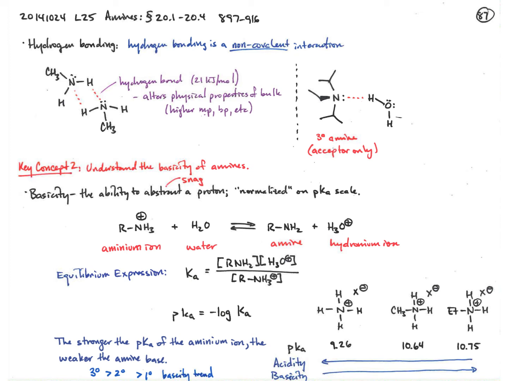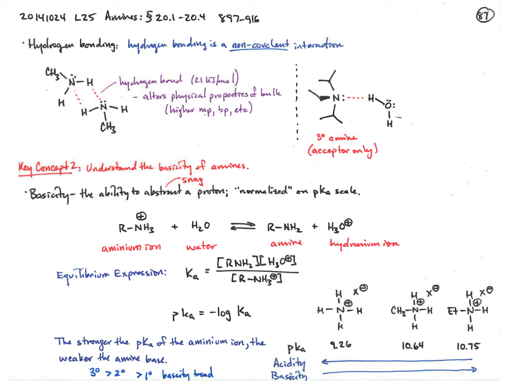So the pKa, again, a p function in chemistry is the negative log. So if we take the p of both sides, pKa, we get the negative log of the Ka. And so the stronger the pKa of the aminium ion, the weaker the amine base. So again, this is an inverted scale because we're measuring the pKa value. So if we have ammonia that's been protonated, that has a pKa of 9.26.